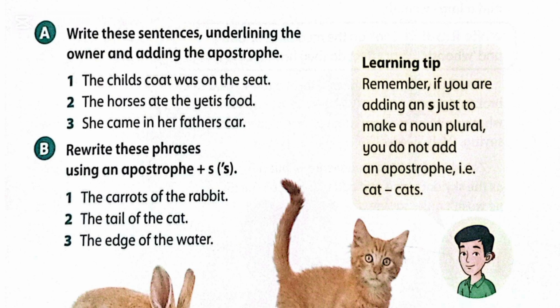Exercise B. Rewrite these phrases using an apostrophe plus S. You have to write these phrases again. First is: the carrots of the rabbit. So who is the owner of the carrots? Rabbit. So we write it like this: the rabbit's carrots. Second one is: the tail of the cat. Who is the owner of the tail? Cat. So we write this phrase like this: the cat's tail. Third one is: the edge of the water. So we write this as the water's edge.